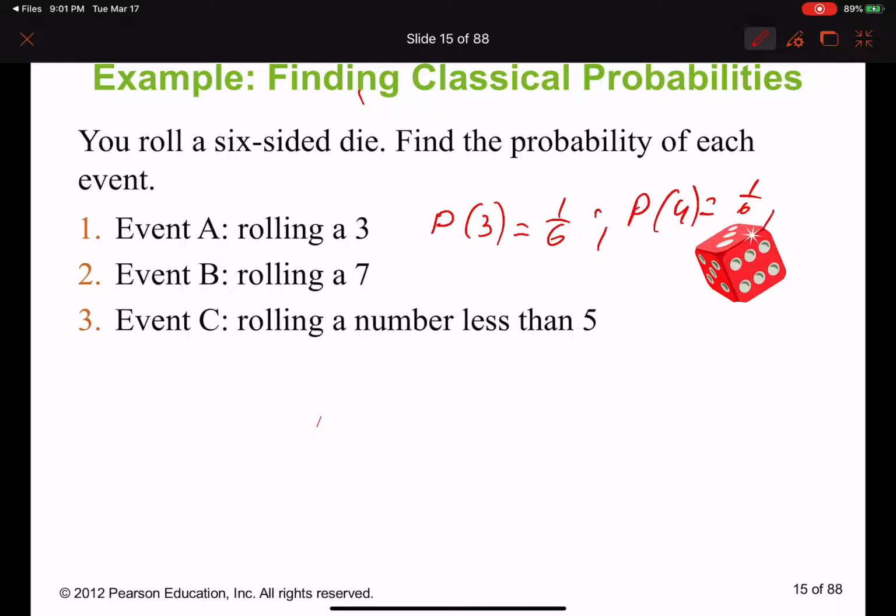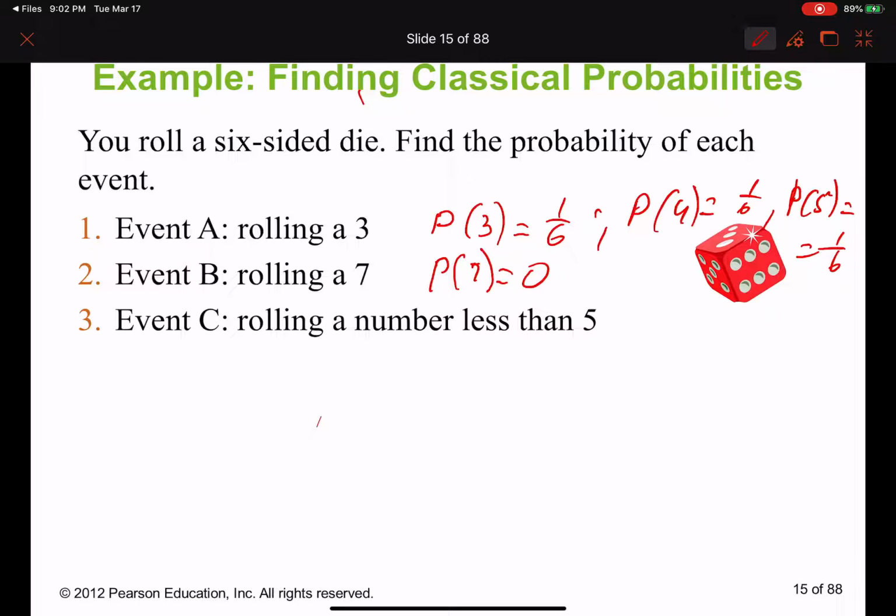Probability of rolling 5, it's still going to be 1 over 6, because it's not about 3 or 4 or 5, it's about how many 3s, how many 4s, how many 5s, and each one of them is on the die only once. So each one of them will have probability 1 over 6. Rolling a 7, what will be the probability of rolling a 7? 0. Why? Because there is no 7 on the die.